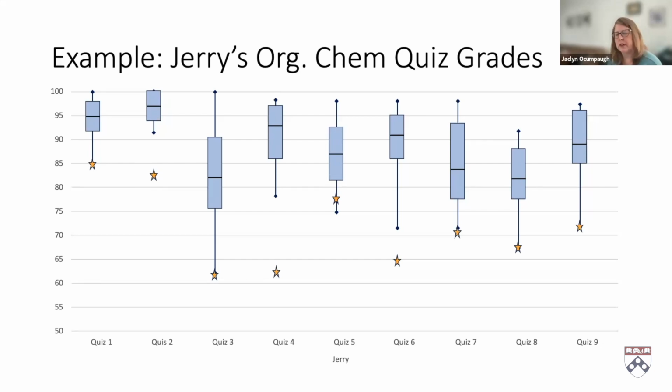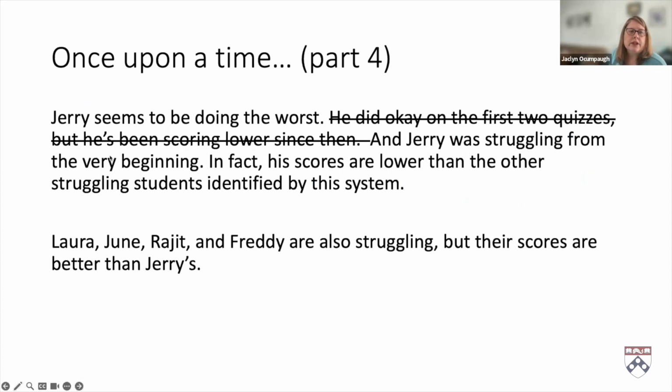All right, let's go back to our storytelling. Jerry seems to be doing the worst. And Jerry was struggling from the very beginning. In fact, his scores are lower than the other struggling students identified by the system. Laura, June, Rajit, and Freddie are also struggling, but their scores are better than Jerry's. And let's look at those in the same terms that we had for Jerry, that we decided would work very effectively.